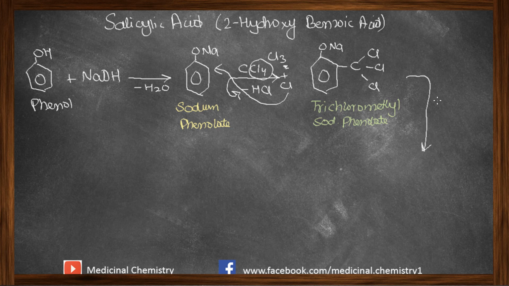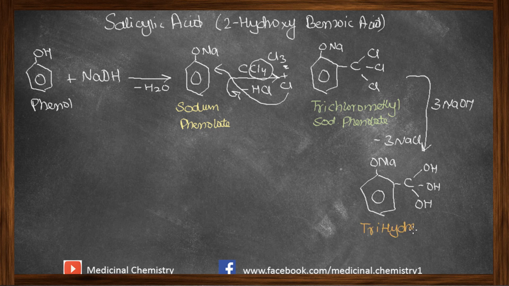This trichloromethyl sodium phenolate, upon subsequent reaction with 3 molecules of sodium hydroxide, will cause the formation of another derivative, leaving behind 3 molecules of sodium chloride, and ultimately it forms trihydroxymethyl sodium phenolate.